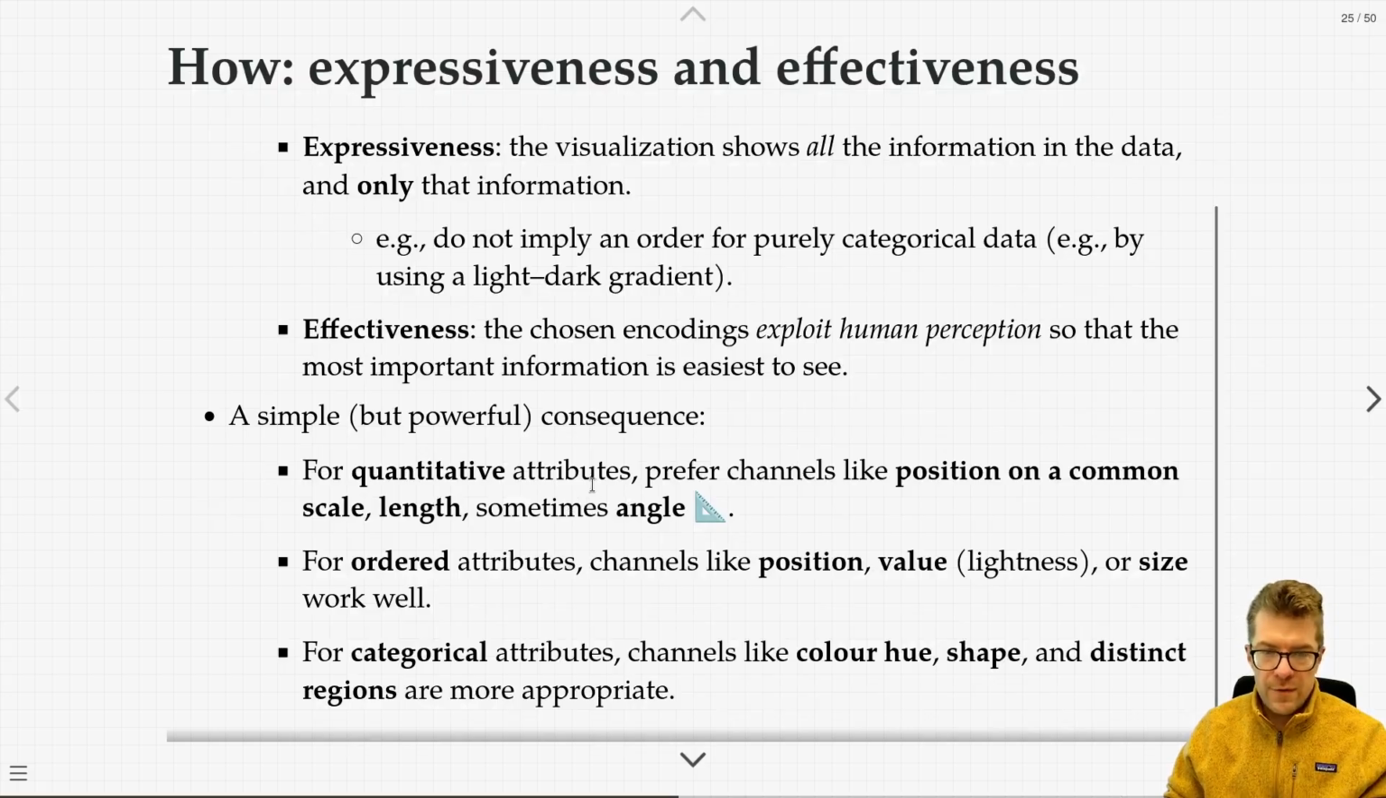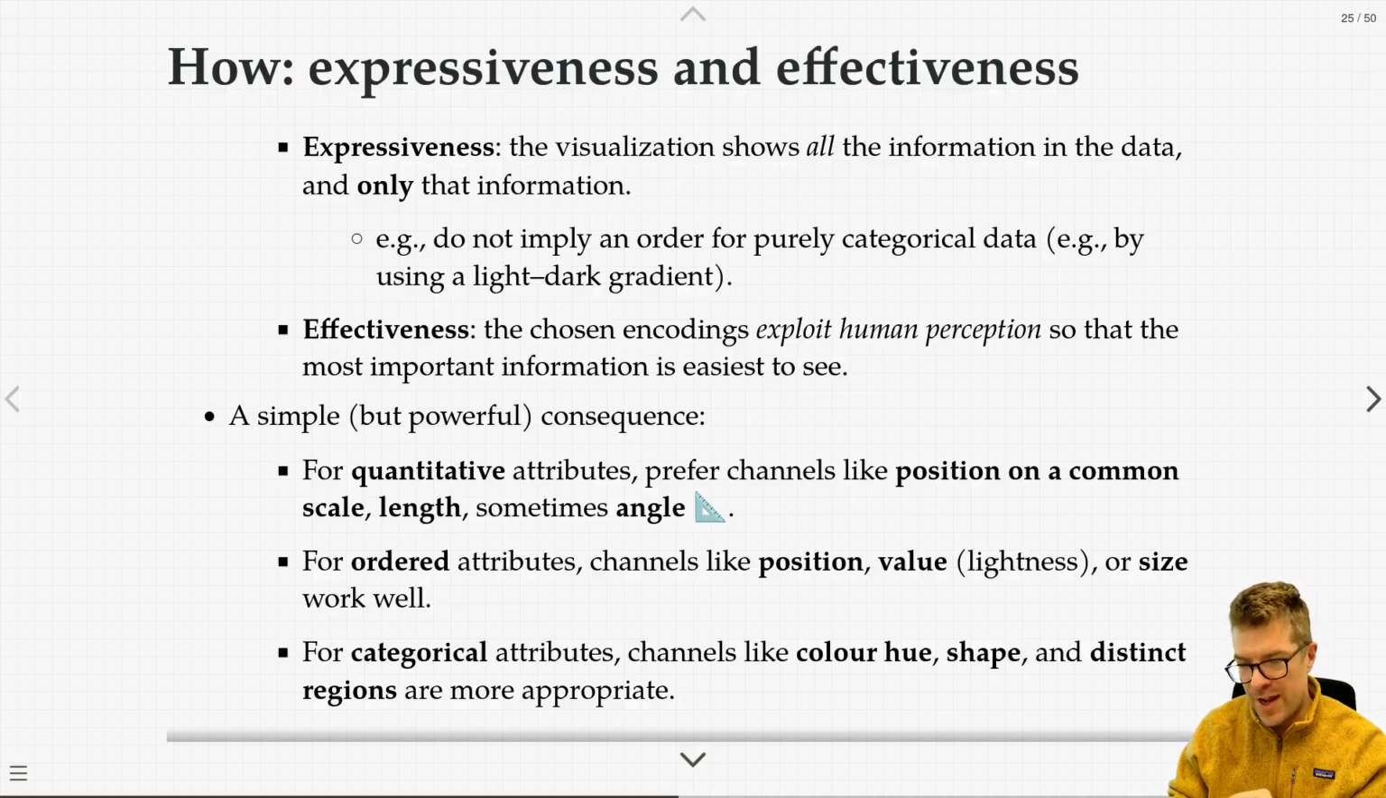For quantitative or measurable attributes, we prefer channels like position on a common scale, length, sometimes angle, to some extent, can be helpful. We'll actually mention in the next module that sometimes small differences in angle, humans might have a little bit of trouble distinguishing between them. If you have an ordinal, then again, position is still a useful channel for you.